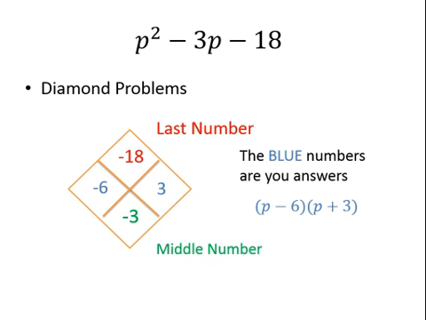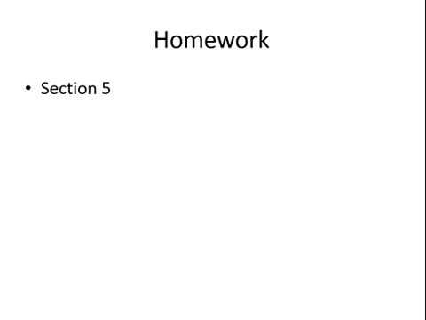Okay, so from this section, section 5 is your homework. You are basically factoring all of these. If you want to use the diamond, you can. It's a nice way to start because you can organize everything. Otherwise, you don't need to if you can find what the factors are.